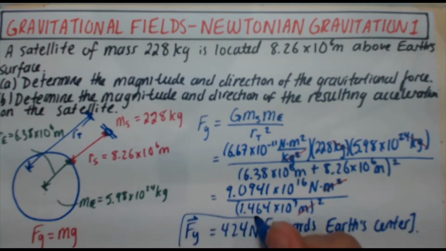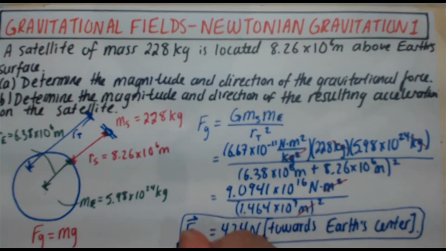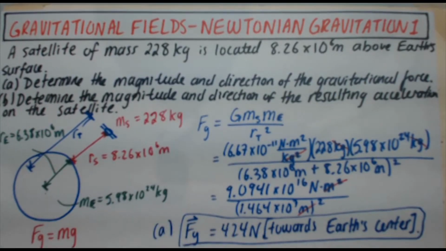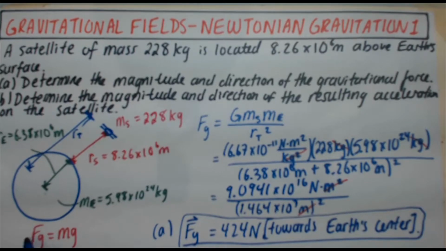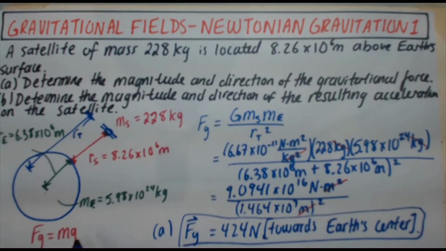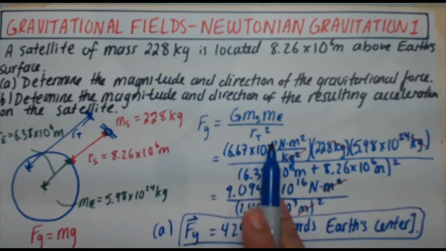Okay, so that's the answer for part A. Okay, so B, determine the magnitude and direction of the resulting acceleration of the satellite. So remember in the beginning I said we can't use this formula because the value of g of 9.8 meters per second squared is only valid on the surface of the Earth, which is why we had to use this formula in the first place.